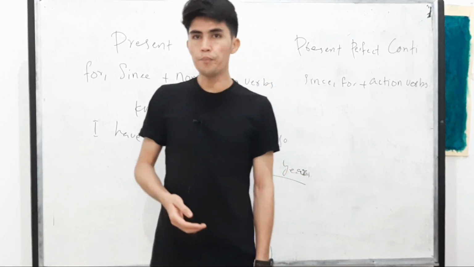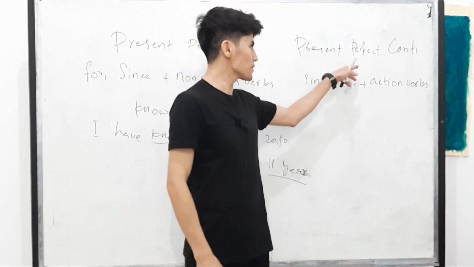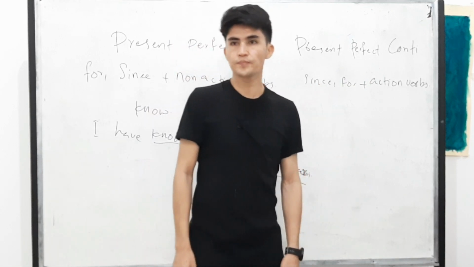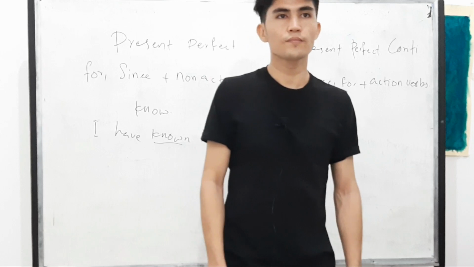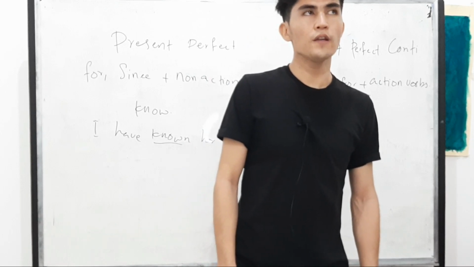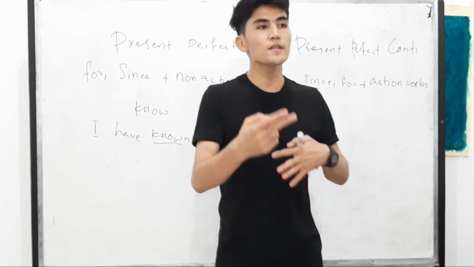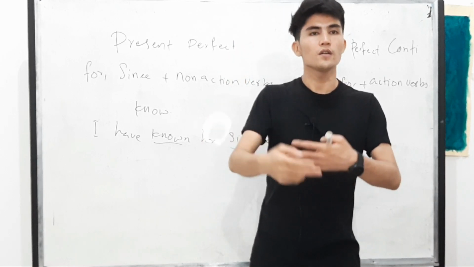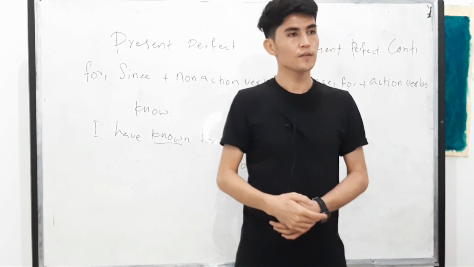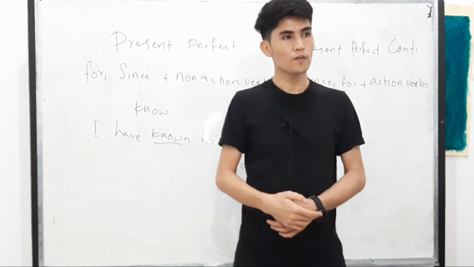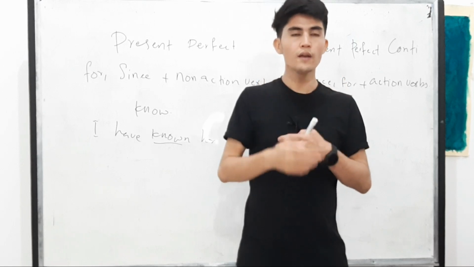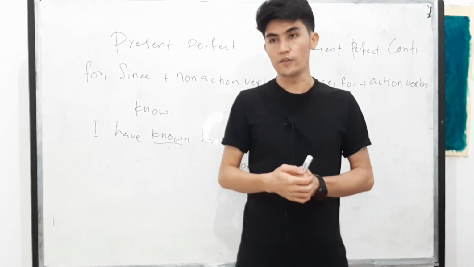Okay. So now make an example for present perfect continuous using since or for. It has been raining for 2 hours. It has been raining for 2 hours, right? It means that it started to rain 2 hours ago and it is still raining, right? I have been living in Indonesia for 5 years. Very good. I have been living in Indonesia for 5 years.